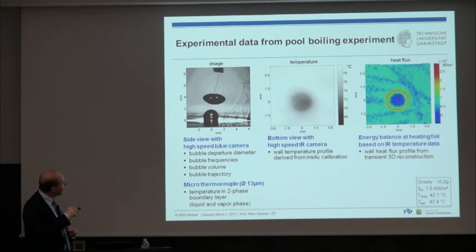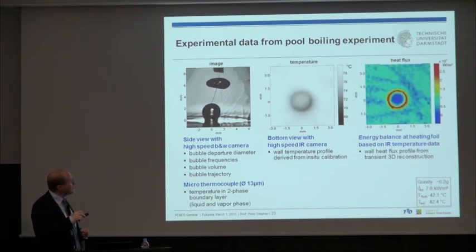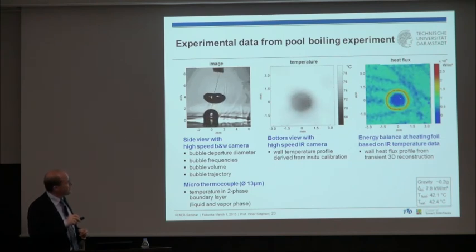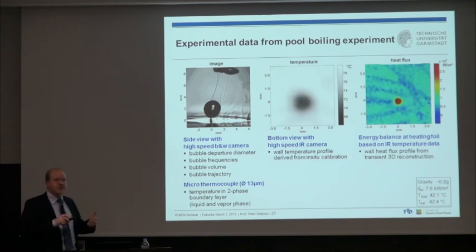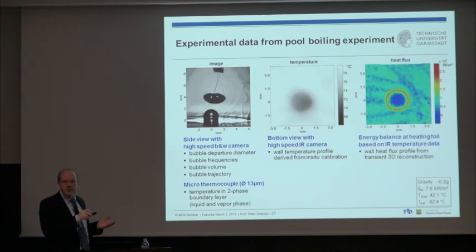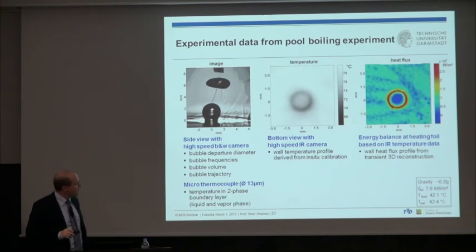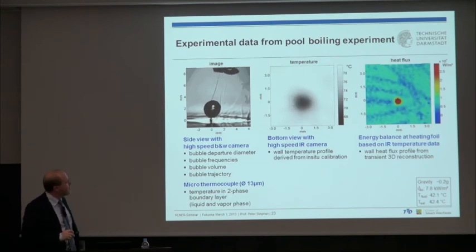We can also, using a micro-thermocouple, you see the tip here, measure the temperature in the two-phase boundary layer, either in liquid or vapor phase, depending where the tip of the thermocouple is. We see with the infrared camera the temperature profile, and we see the fluctuation of the heat flux profile. You already see here that you have a ring-shaped cold area, because when the bubble is growing, there's a ring-shaped contact line, and there's strong evaporation, high heat flux, and high heat flux means strong cooling, so low temperature, strong cooling, strong evaporation near the moving contact line. It's moving in 2 directions.